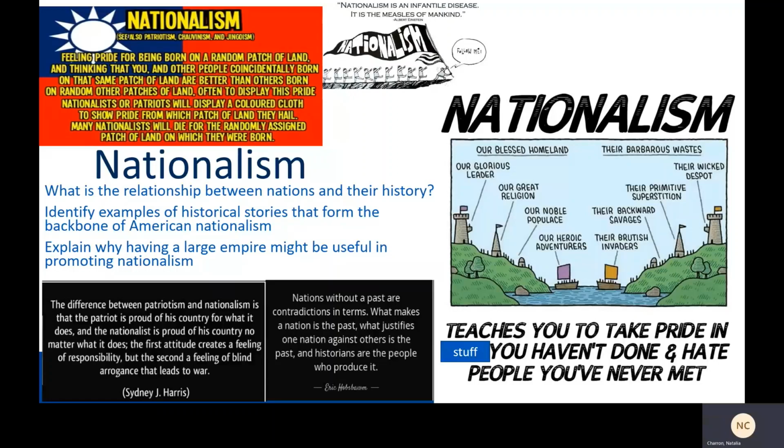As we go through this lesson, try to consider, what is the relationship between nations and their history? Why are history and nationalism so closely connected? Next, can you think of examples of historical stories that form the backbone of American nationalism? And then third, centering back to our historical context, why do you think having a large empire might be useful in promoting nationalism?